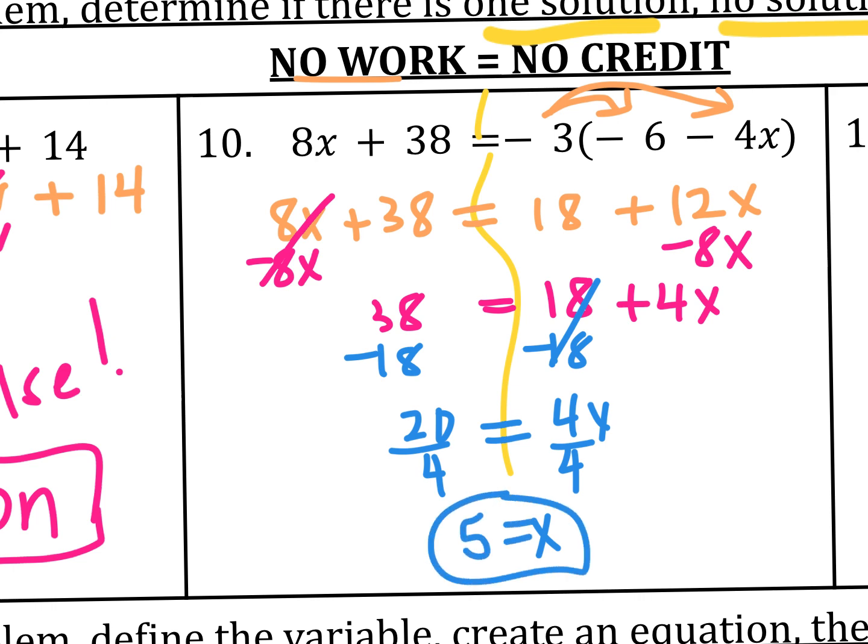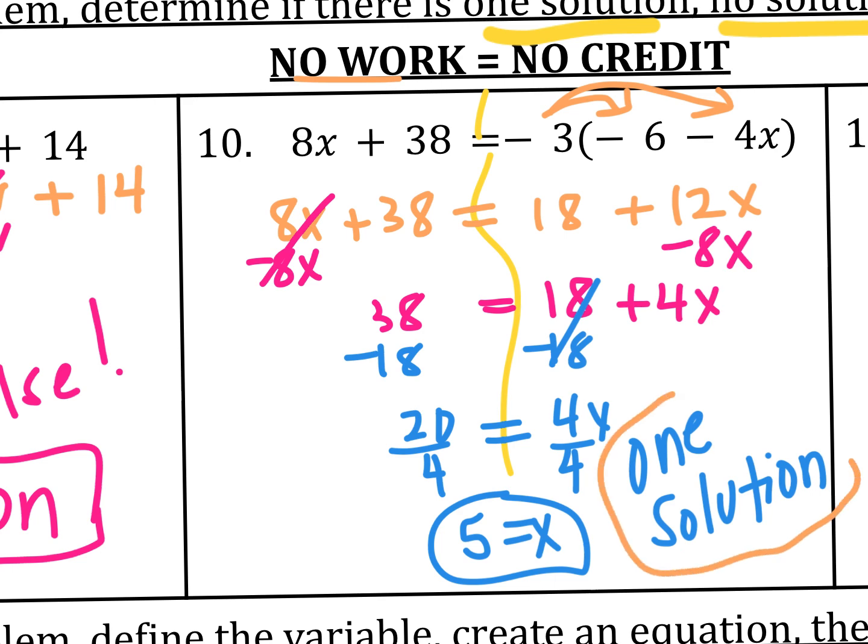Okay, so one solution, no solution, or infinitely many solutions. Well, here is an example where we get one answer. So our answer is one solution, which is what I suspected because both sides of the equal sign looked completely different.